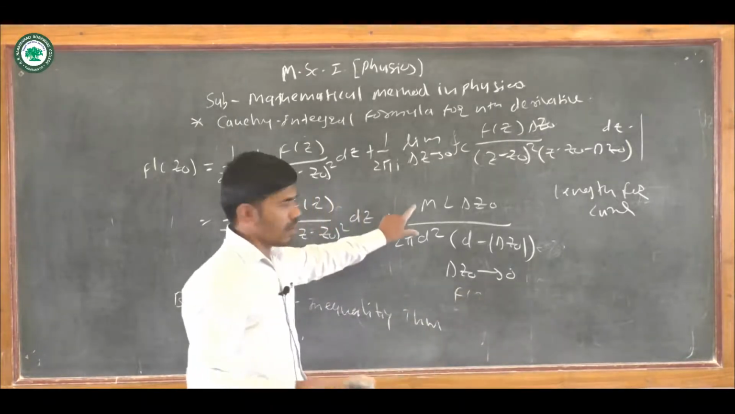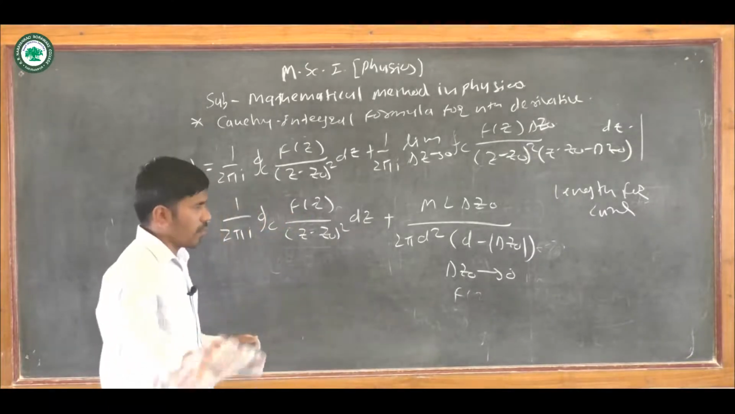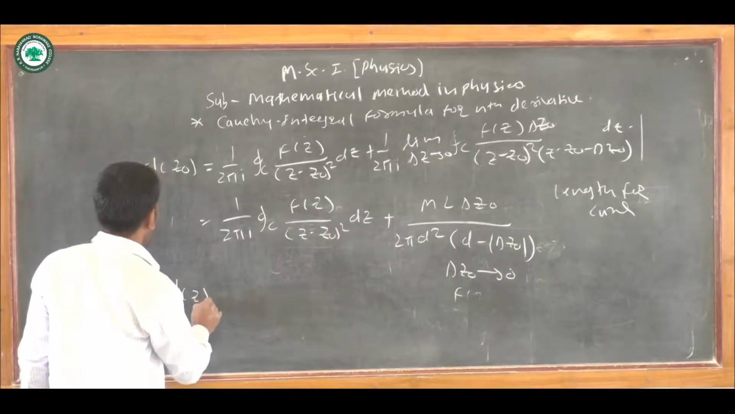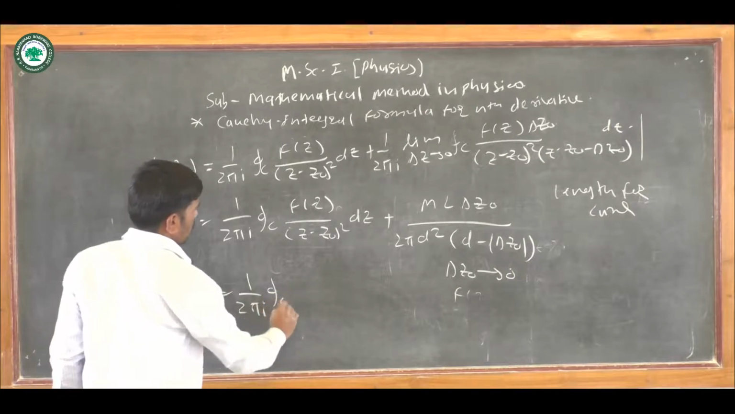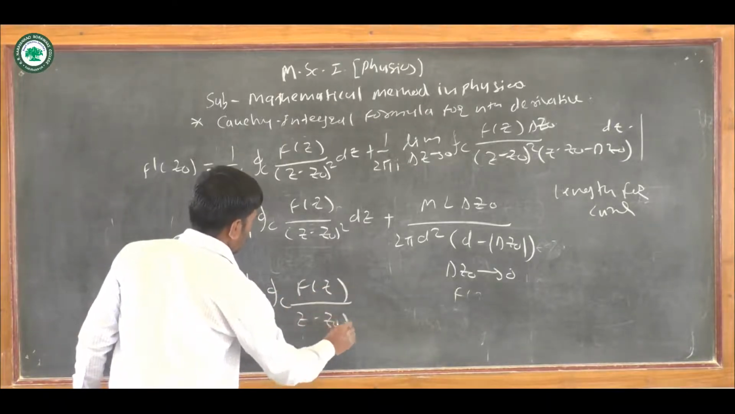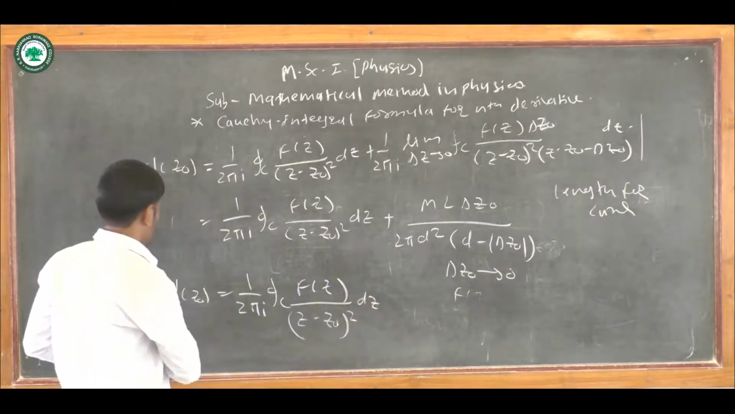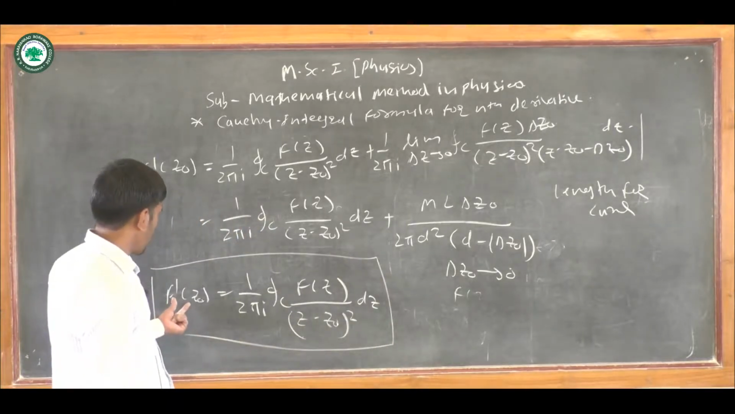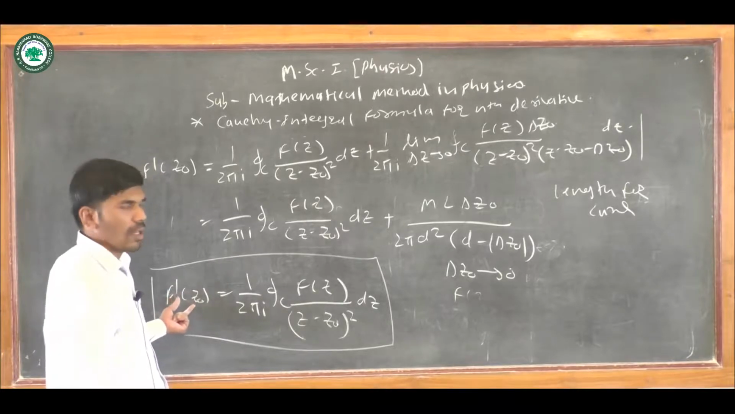So we get the expression from here, that is f prime z naught is equal to 1 by 2 pi i, closed integral over C of f of z divided by (z minus z naught) whole square dz. Okay, this is the result for the first derivative of f of z.